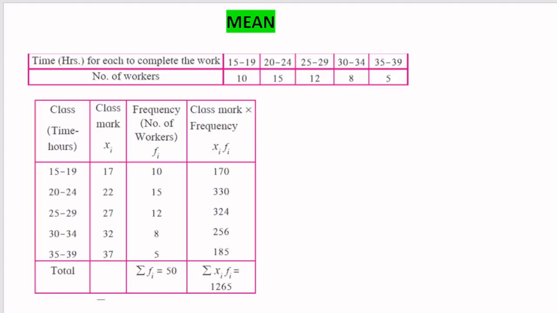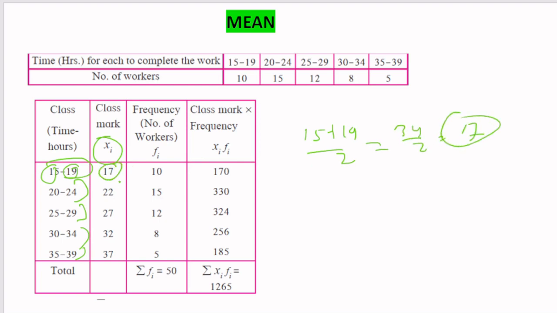Same example, let's see how to solve. Here xi is the class mark. How do we calculate the class mark? Upper limit plus lower limit, divided by 2. For 15 to 19, 15 plus 19 is 34, divided by 2 is 17. That is how the class mark is calculated. Similarly, 20 plus 24 is 44, divided by 2 is 22, and like that we calculate the class marks. Very simple. So this is where you get xi.